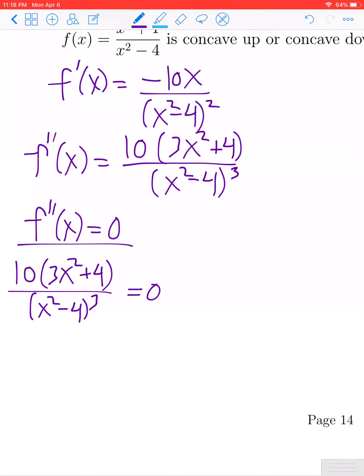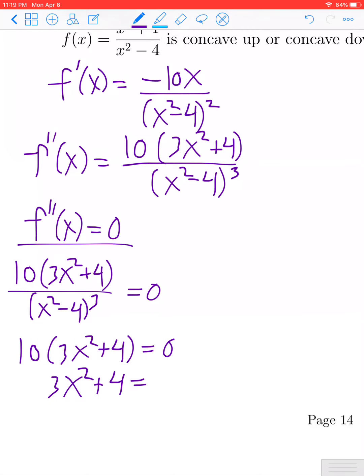We have a fraction equal to 0. You'd want to clear the fractions, multiply both sides by the denominator. We would get 10 times 3x squared plus 4 equals 0. We could divide by 10. We have a quadratic without an x to the first power term, so we can isolate the x squared. You would subtract 4 and then divide by 3, and we would get that x squared equals negative 4 divided by 3, which would produce complex solutions. Again, we're only interested right now in real valued solutions, so there are no real values where f double prime of x would be equal to 0.